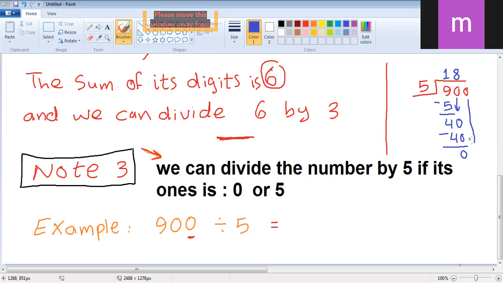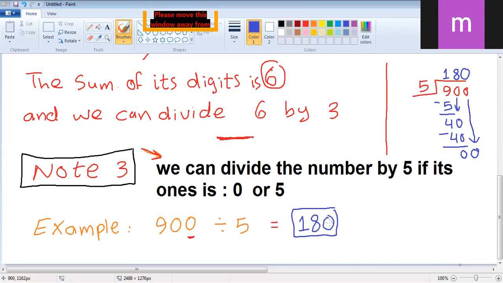Now drop the 0 down again. We don't have anything else, so we put 0 only. 0 divided by 5 is 0. So the answer is 180, the quotient without a remainder.